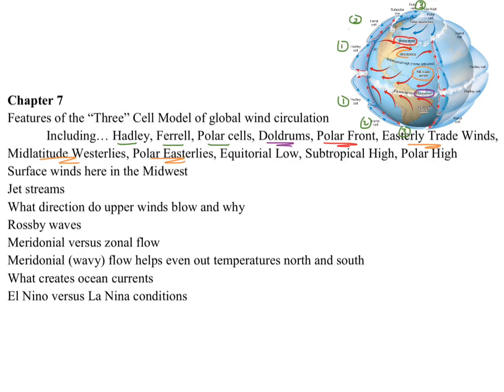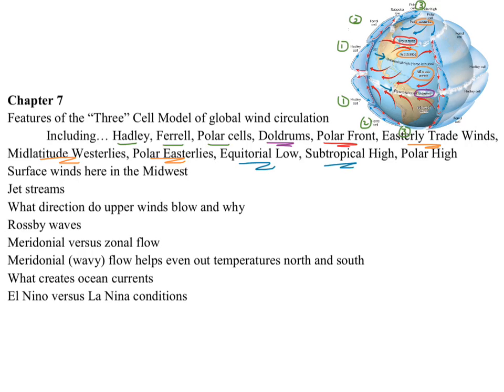So the doldrums, we said, are associated with the intertropical convergence zone. And I don't think the ITCZ, the intertropical convergence zone, is on this test. Is that crazy or what? As much as I love it, right? But the doldrums are associated with the hot spot. Those are the variable low winds.